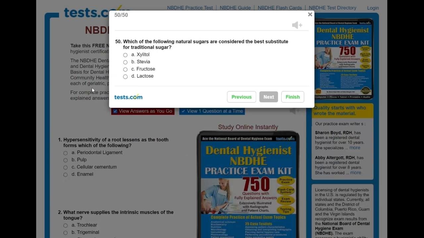Question 50. Which of the following natural sugars are considered the best substitute for traditional sugar? A. Xylitol. B. Stevia. C. Fructose. D. Lactose.